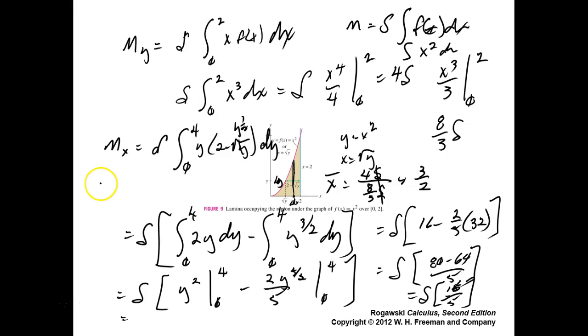And then your y bar is your m sub x, which would be, again, the deltas will go out, 16/5 over 8/3, right? So that'll be 6/5. And that's what they got. So, one other little thing, another way to talk about the center of mass of a lamina, it's also called the centroid.